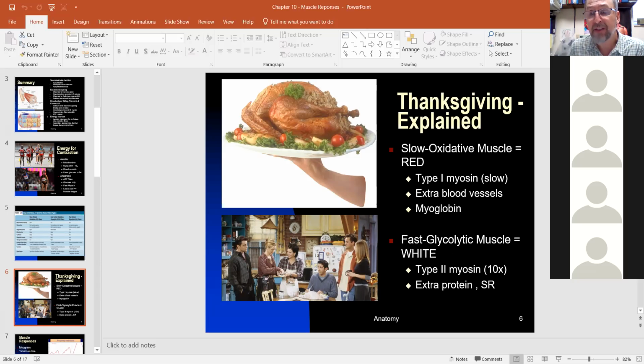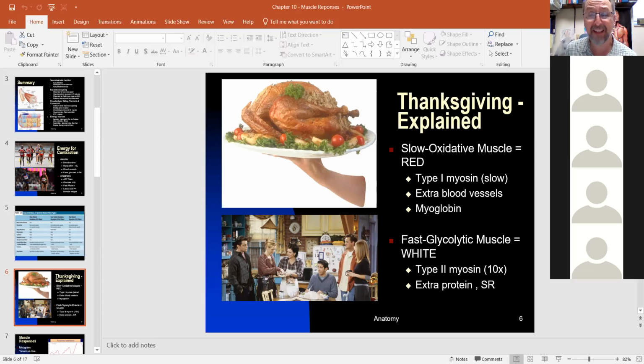So they have this fast glycolytic muscle, this white muscle in their breast. It has very few blood vessels, very few mitochondria. It doesn't store any oxygen, so it has no myoglobin. What it does have is extra glucose in it, and it has extra myosin and a different type of myosin that's much faster. And so you get this very, very fast contraction, and you have these different types of meat.